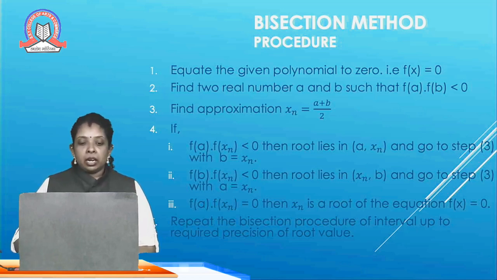And if f of a into f of xn is equal to 0, then we can stop, since f of x is equal to 0 and it gives the proper approximate root for the given polynomial. This repetition continues according to the number of iterations until we get an approximate root.